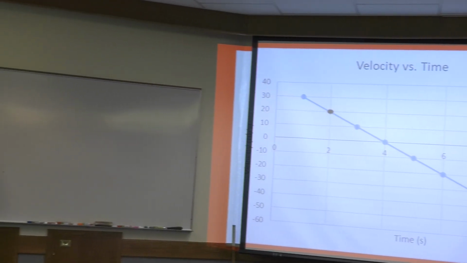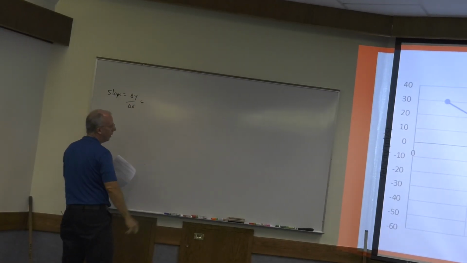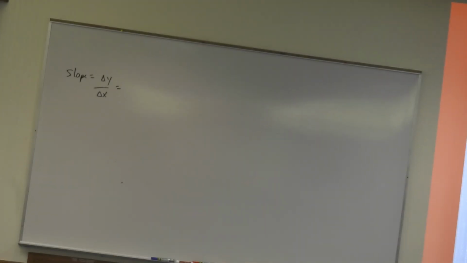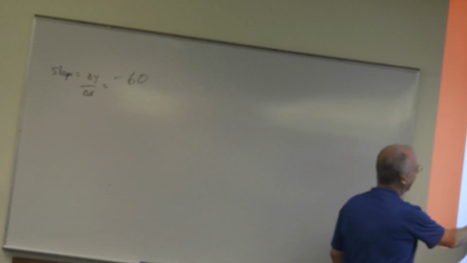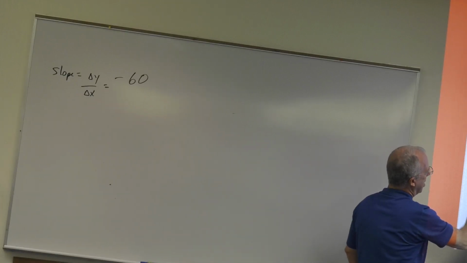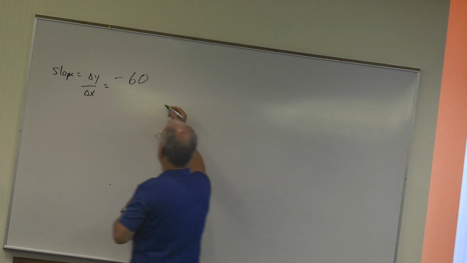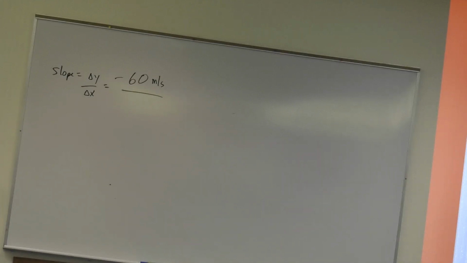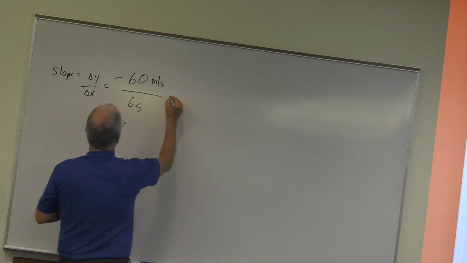So the slope is the delta y over the delta x, or the rise over the run. And here we have minus 40 minus 20, that's minus 60. So minus 60, and what are the units? Oh, you can't see them, sorry. That's velocity, all right? Trust me. There, see right there. Velocity, meters per second. So meters per second, delta x is 8 seconds minus 2 seconds, which is 6 seconds. So you get minus 10.